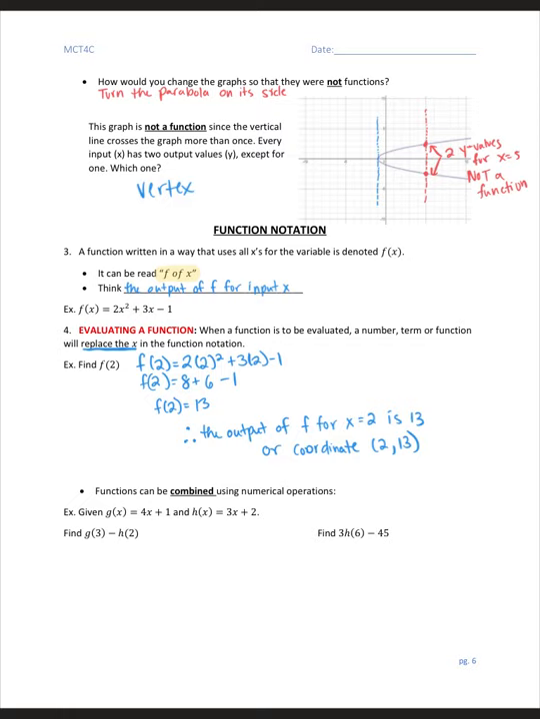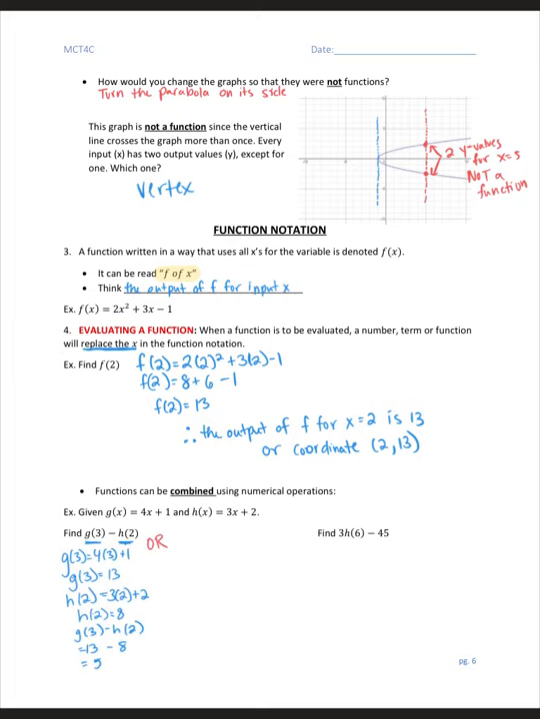Functions can be combined using numerical operations. So find g of 3 minus h of 2. I'm going to pause it, and I'd like you to figure out what is g of 3, do that part, and then figure out what is h of 2, and then we'll come back together and subtract those two, okay?